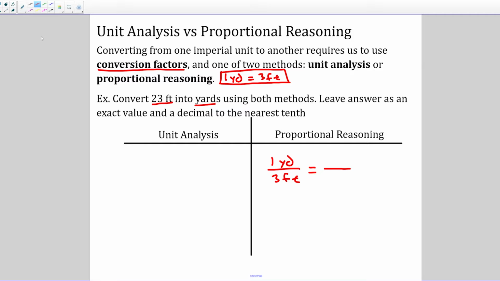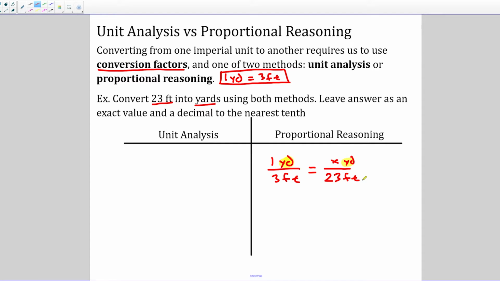Well, if we look here, we can see that we have our yards on top and then our feet on the bottom. This means that we need to make sure that we have yards on top and then feet on the bottom. This is going to be really important for later on. So taking a look at our question, since we have 23 feet, we want to be able to put that on the bottom. And then we have X number of yards up top.